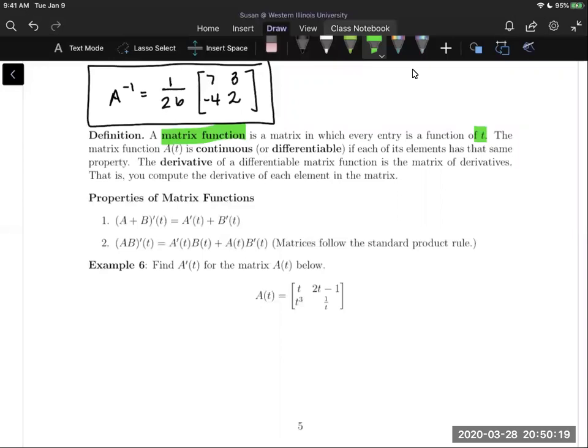So we have a couple of properties. This first one just says that the derivative distributes across matrix summation.